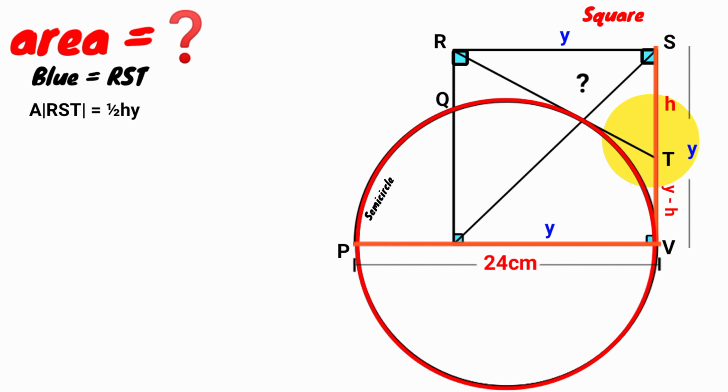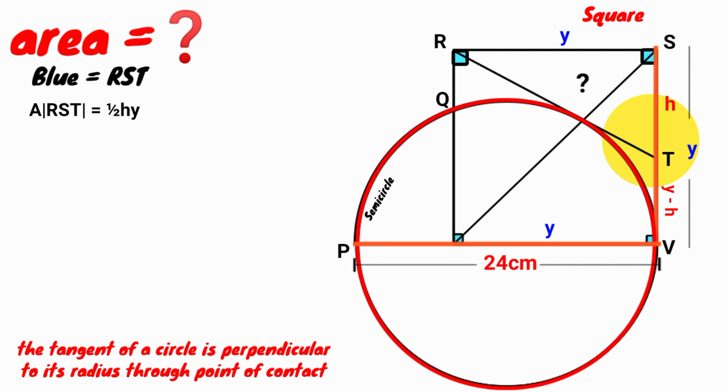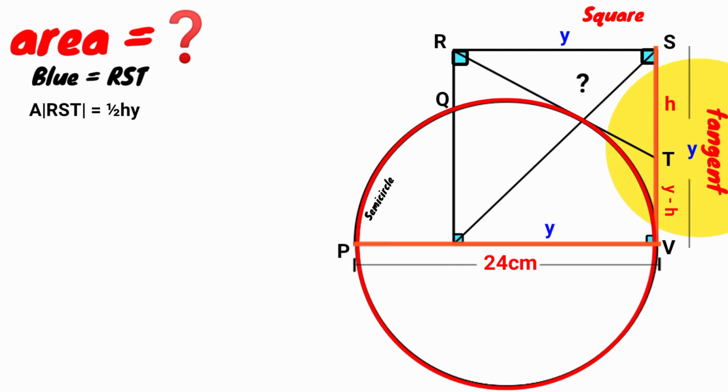From the circle theory, there is a rule that the tangent of a circle is perpendicular to its radius through the point of contact. So based on that rule, since this is a diameter which is 2 radii and it is perpendicular to this line SV, SV is a tangent to the circle. We see this line RT also touched the circle at this point. Therefore, it is also a tangent to the circle.